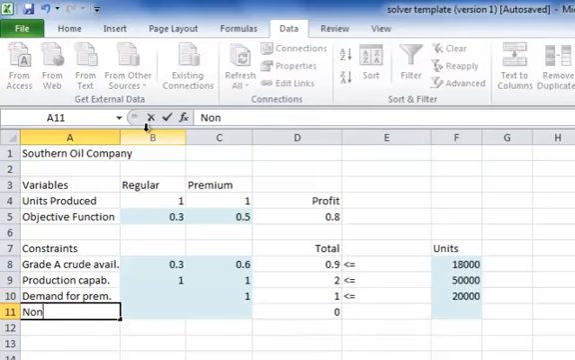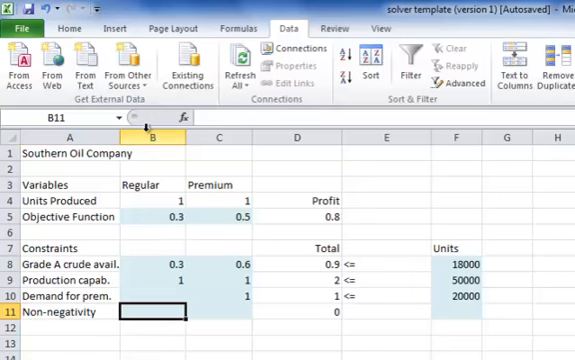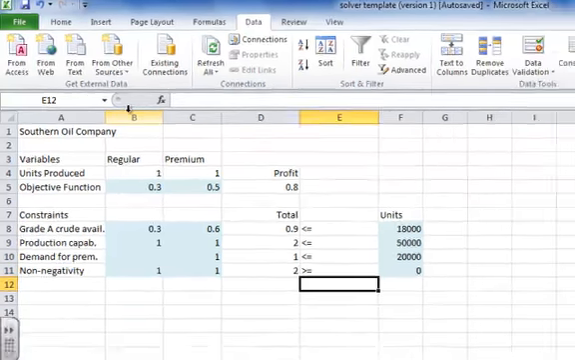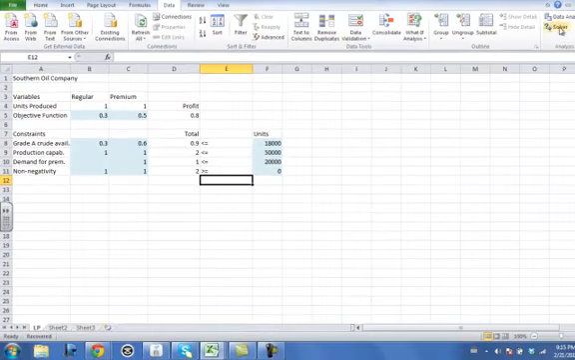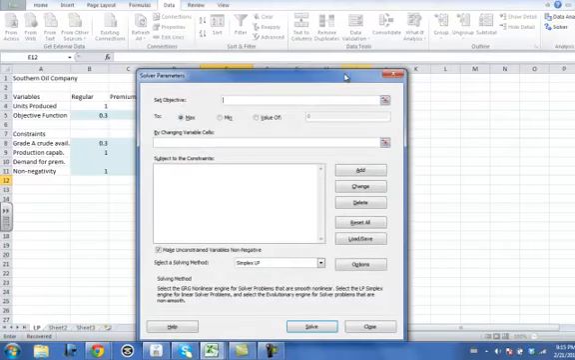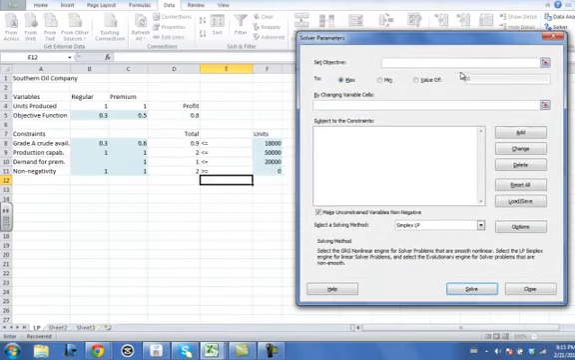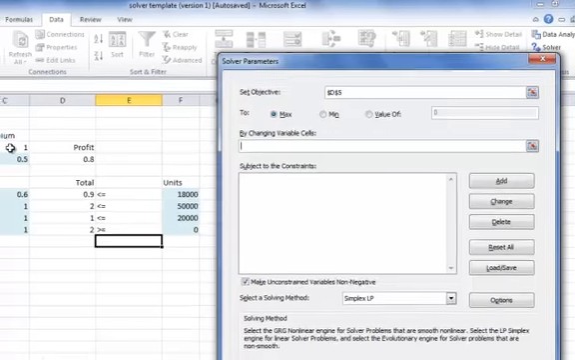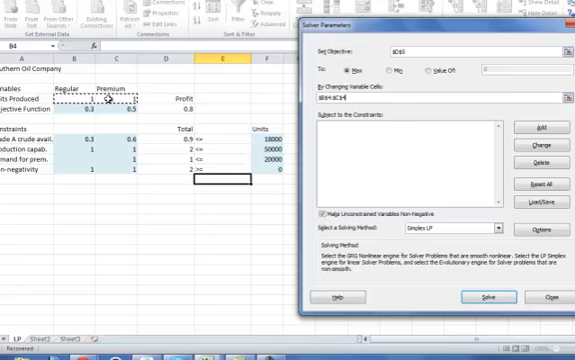And then finally, for our non-negativity, we want both of these to be greater than or equal to 0. Alright, so let's run through our solver. We're going to click on Solver. Our objective again is this profit cell. It's a max problem. The variables that we're changing are these two cells right here.